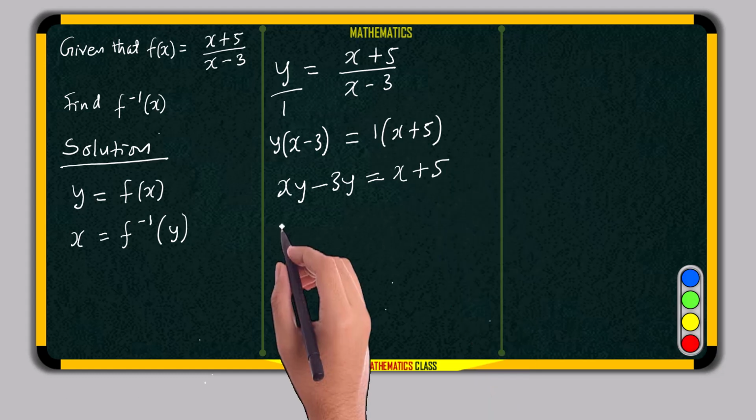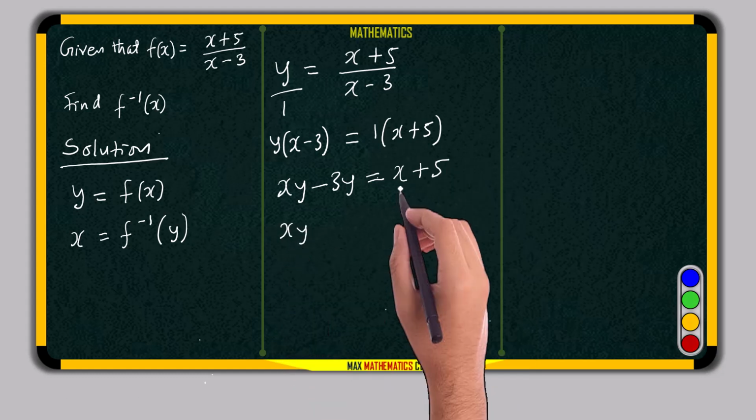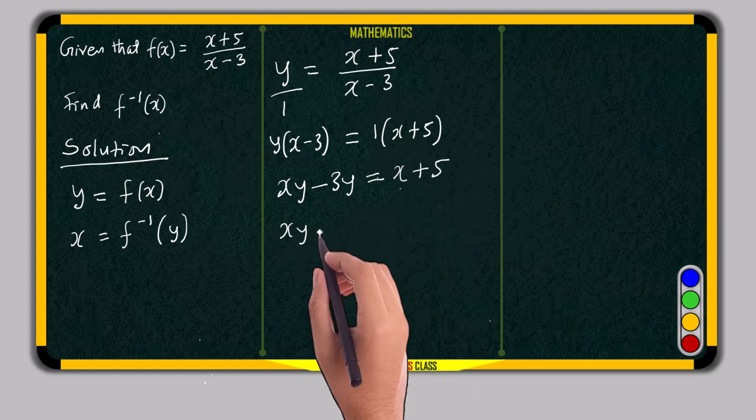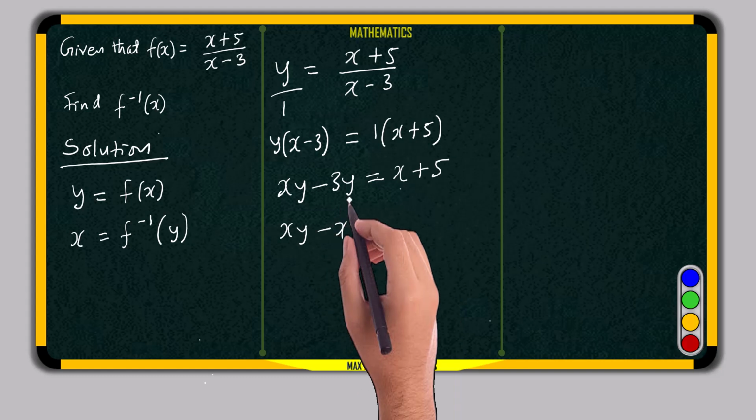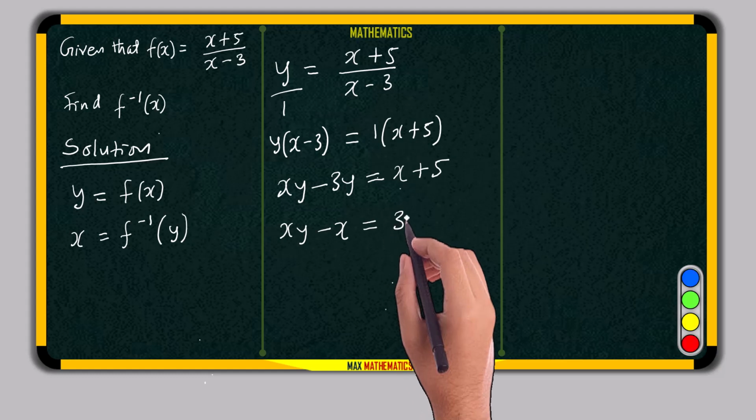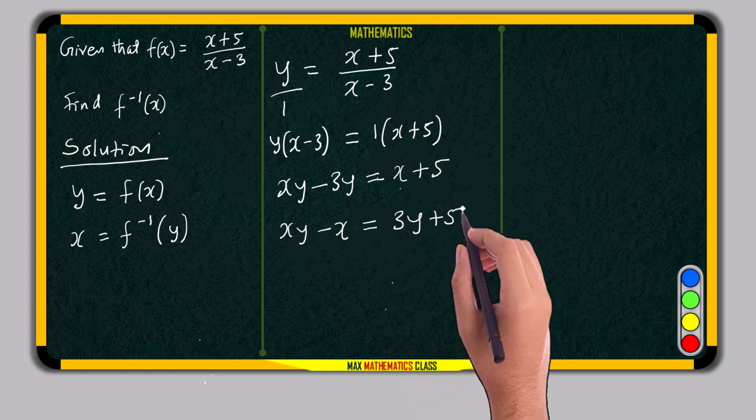So we now have xy. This x on the right hand side, we will move it to the left hand side, it becomes minus x, and this will be equal to minus 3y on the left hand side, we will move it to the right to become plus 3y plus 5. That is already there.